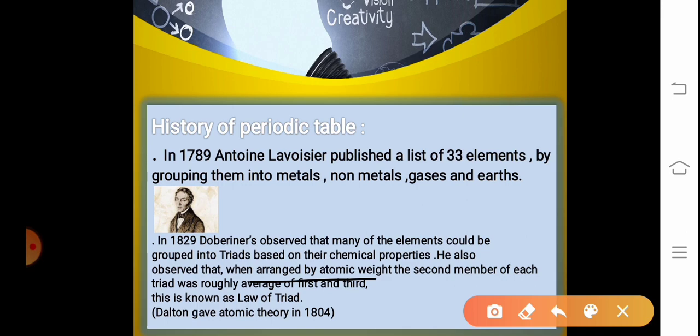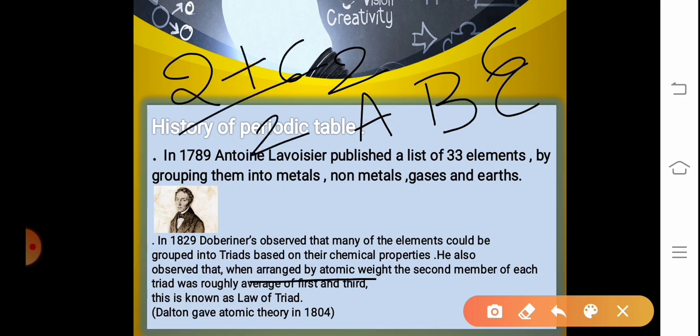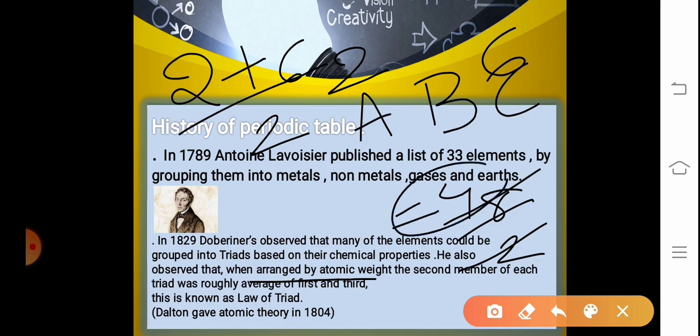For example, if A, B and C are the 3 elements, and the atomic weight of element A is 2 and that of element C is 6, you add 2 plus 6 and divide by 2. How much do you get? You get 8 divided by 2, that is, 2 fours are 8. This 4 is the average atomic mass of the middle element.